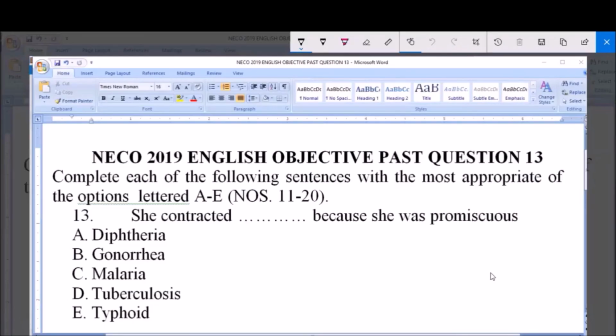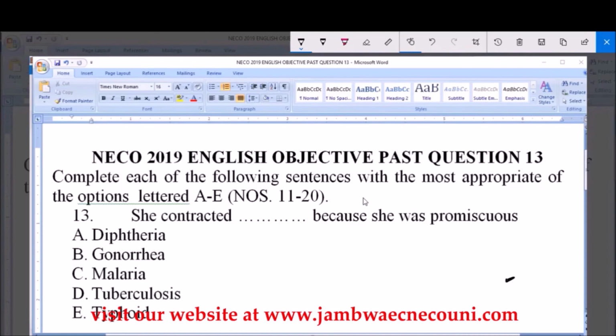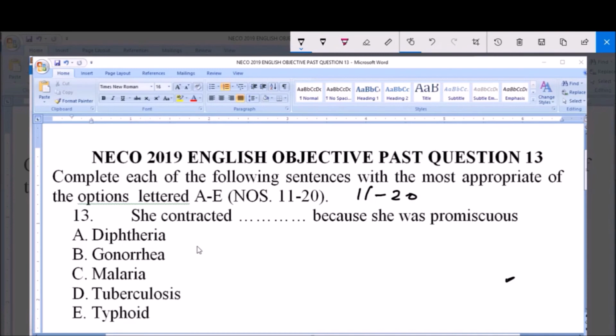Good morning, welcome. This is NECO year 2019 English objective past question number 13. The instruction here says complete each of the following sentences with the most appropriate of the options lettered A to E, and we are using this instruction to answer questions 11 to 20. And the sentence here says, she contracted dash because she was promiscuous.